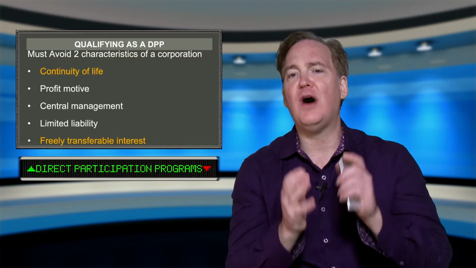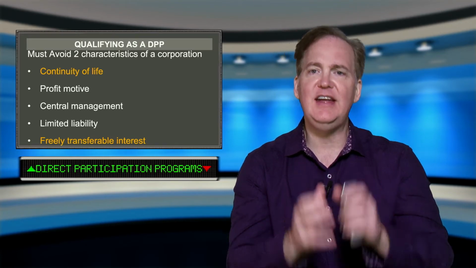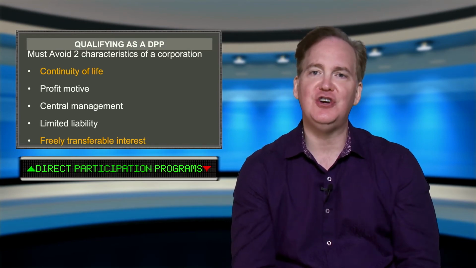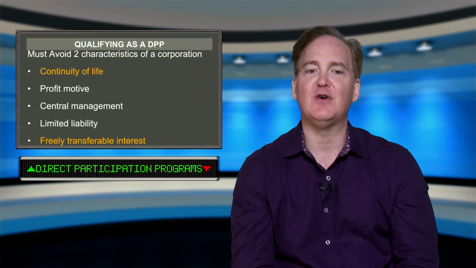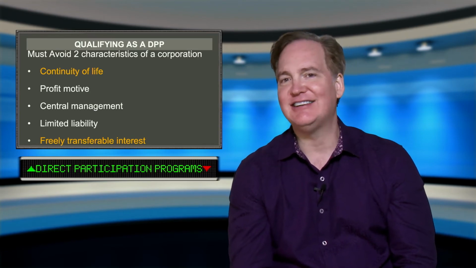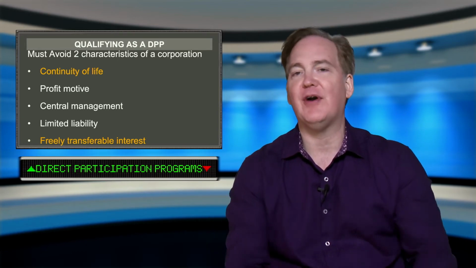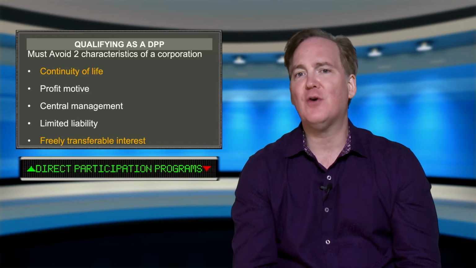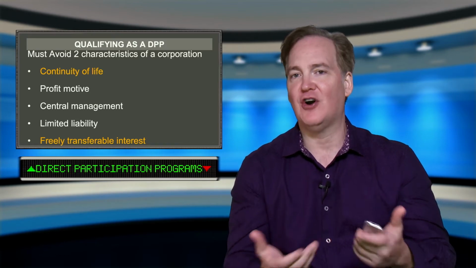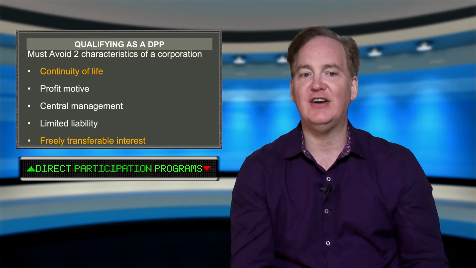Now, in order to qualify for this special tax treatment, the direct participation program must avoid at least two of the characteristics of a corporation. The easiest one to avoid is continuity of life. When you organize a C corporation or incorporate as a C corporation, that corporation is in existence for perpetuity. It is there forever or until it goes bankrupt or someone acquires it.